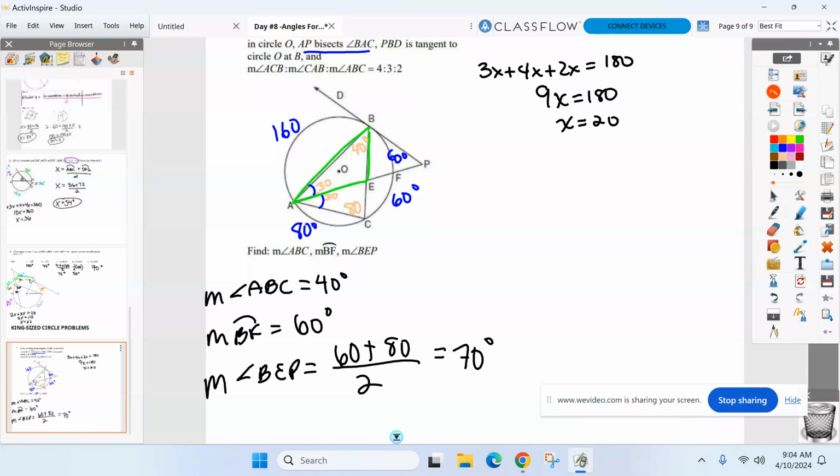How many angles do I know in that triangle? 2. That adds up to 70 degrees, meaning the third angle has to be 110. And I am asking for the angle next to it. What's the relationship? Supplementary. 70 degrees. So what I'm telling you is never give up on an angle.